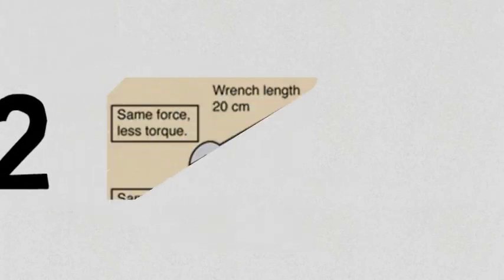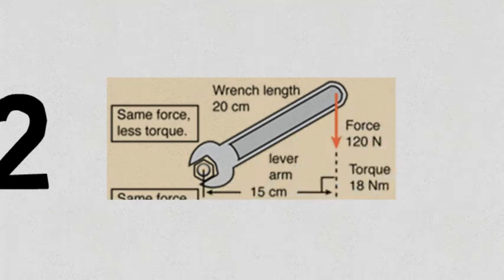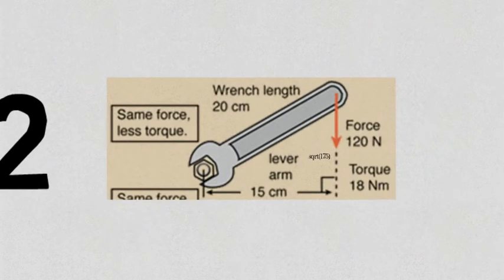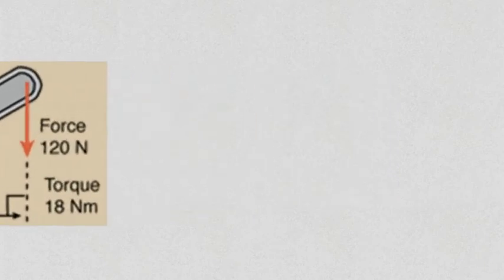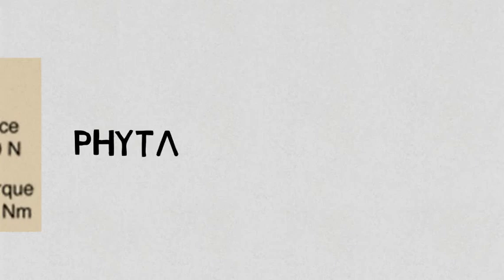Okay, now we look at the second condition. The same force is exerted but not perpendicular to the wrench. It also has the same distance from the axis. What we must do is make the lever arm and the force perpendicular. And the result we can see in the picture. How can we get the 15 centimeters? We can get it by the Pythagorean theorem.